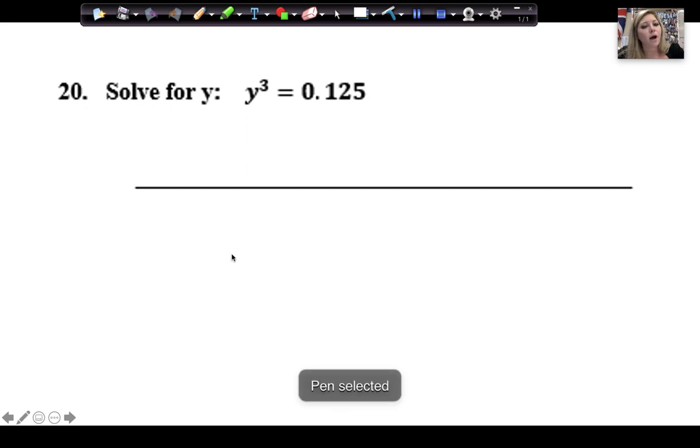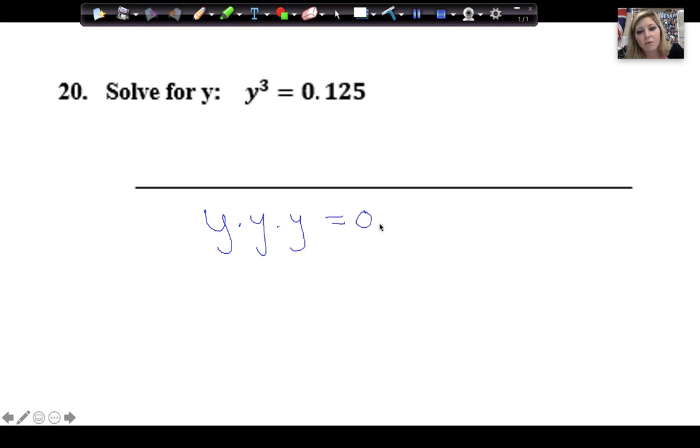Okay, so solve for y. y to the third power is the same thing as y times y times y. These all have to be the same number, equals 0.125. I'm going to forget about the decimal for now, and I'm just going to think about y times y times y equals 125. We'll add in our decimal later. We need to think about what 3 numbers, the same number, when multiplied by itself, gets us 125. You can kind of guess and check your work along with this problem.